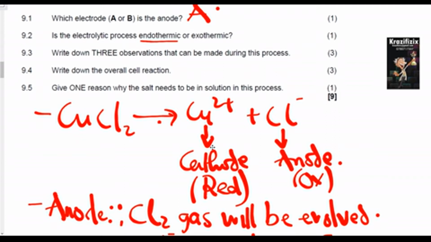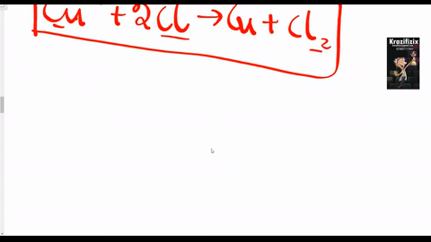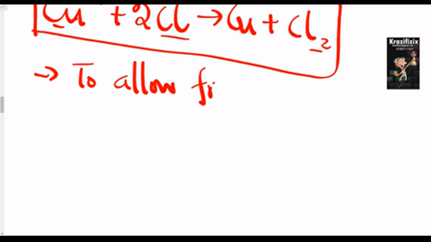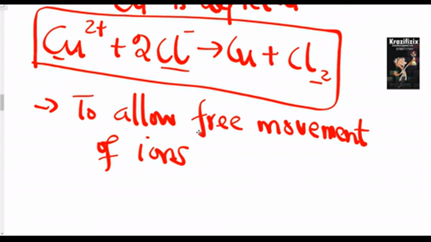Give one reason why the salt needs to be in solution in this process. When we defined electrolyte, we said it must be an ionic solution. This is to allow free movement of ions. Your ions must have free movement, to allow free movement of ions.